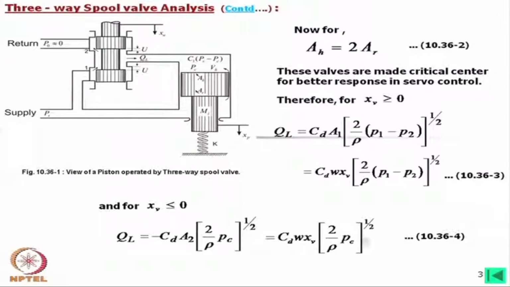But when it is in the opposite direction, that means it is moving in the downward direction, in that case this equation is simply written with A2, and again we will find that it is in the opposite direction, and in that case only there will be the control pressure. That means, we are getting only the control pressure over there.